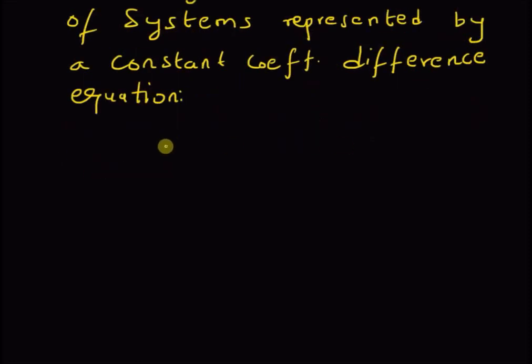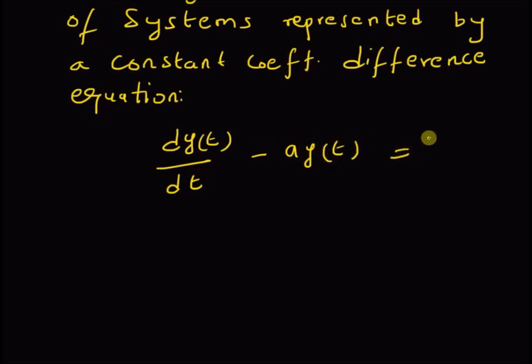That is, given the following equation, the derivative of y of t minus a times y of t is equal to b times x of t. So this is the constant coefficient difference equation. This basically represents an LTI system. That is, we are going to verify the linearity and time invariance property of this system. So first one is we want to verify linearity.